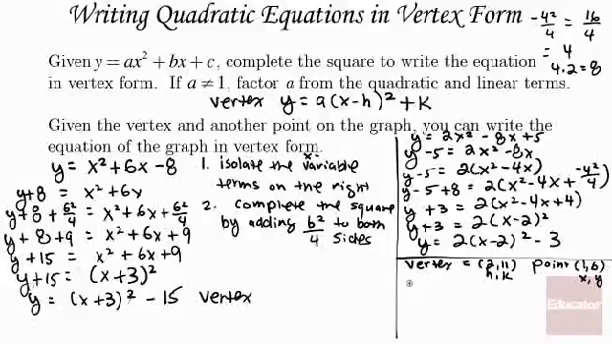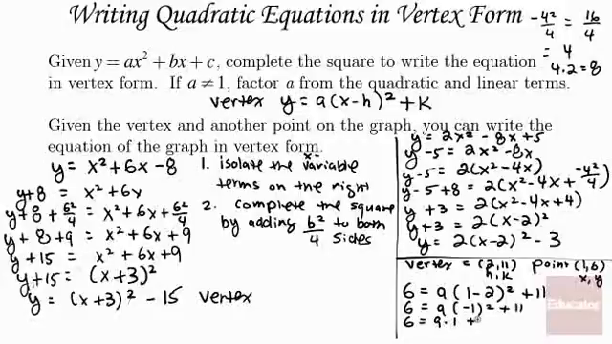So y is 6. 6 equals a times (x is 1 minus h) squared plus k. Okay, so this gives me 6 equals a times (1 minus 2) squared plus 11. So 6 equals, excuse me, a times 1 plus 11. 6 equals 11 plus a. Therefore, a equals negative 5.